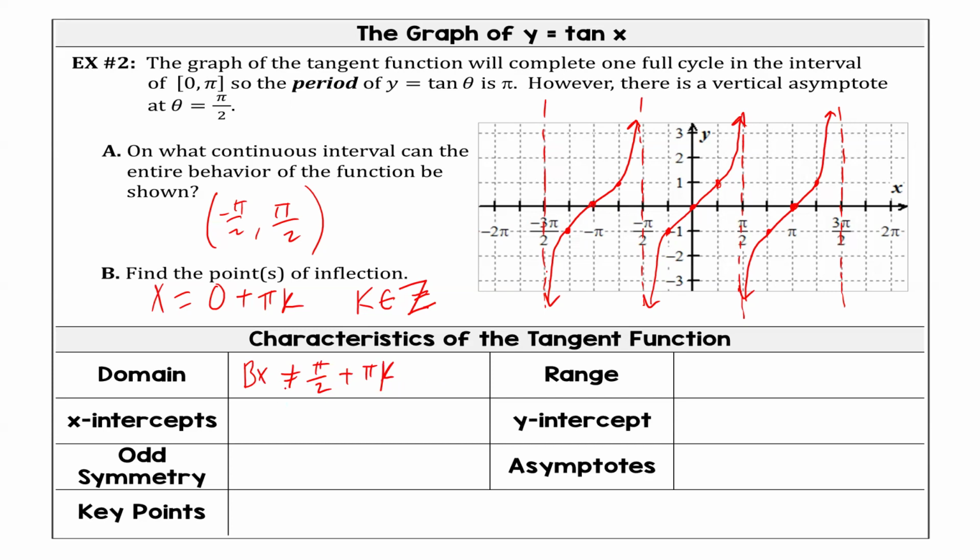Okay, so B times X cannot equal pi over 2 plus any of its multiples. What that means is that our multiples are where our asymptotes take place. So if I let K equal 3, that means that pi over 2 plus 3 pi is an asymptote. It cannot exist there. It exists everywhere else except at these asymptotes. And again, K is only an integer, because it can be the whole number or its opposite.